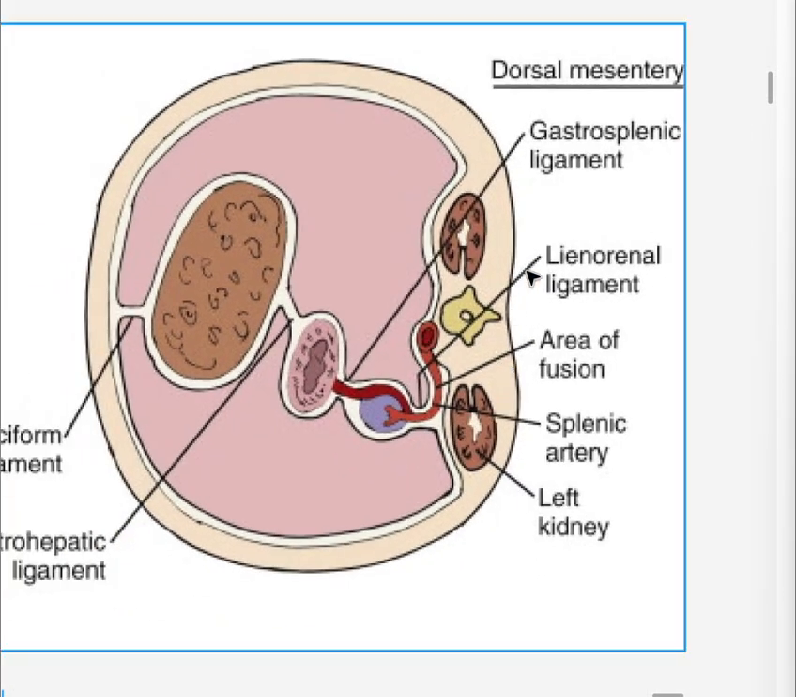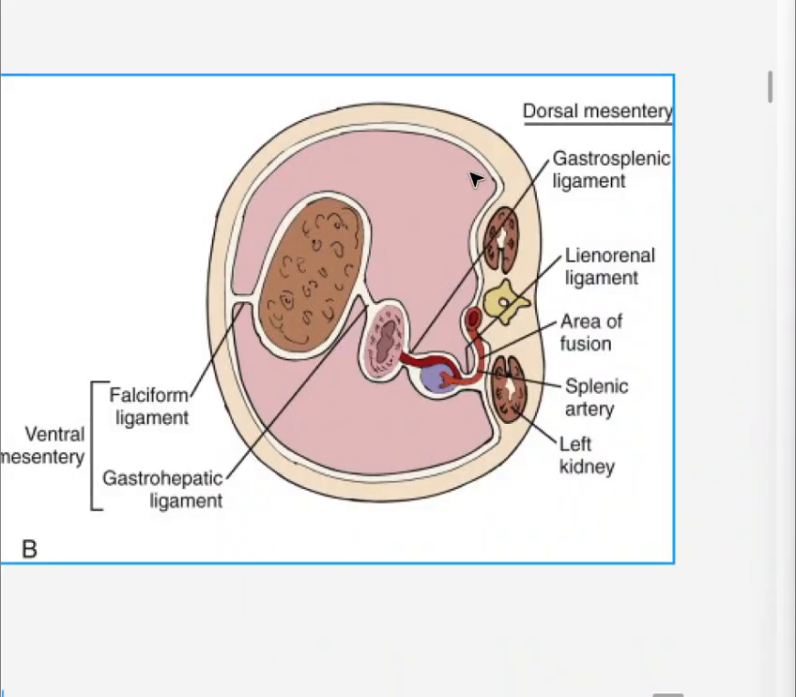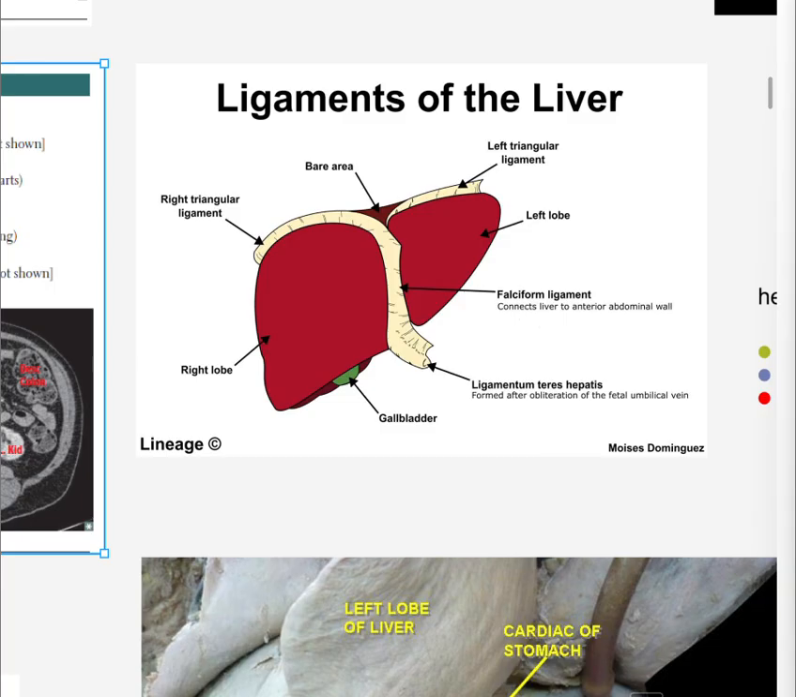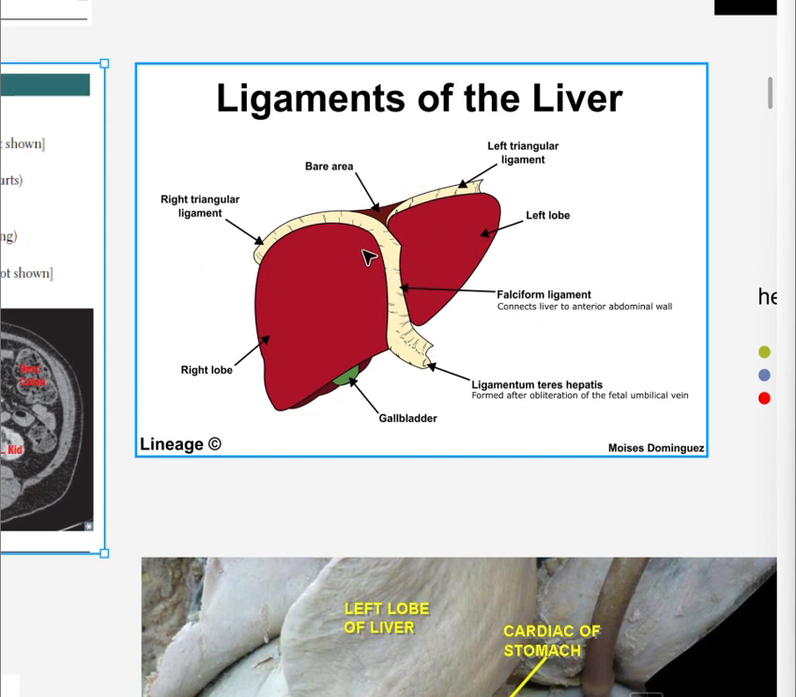So let's go ahead and look at the gross, because understanding this embryologically helps us understand the gross also. What does the falciform ligament do? It connects the liver to the anterior abdominal wall. As we saw embryologically, it contains the ligamentum teres hepatis. What is the ligamentum teres hepatis? It is the remnant of the fetal umbilical vein, formed after obliteration of the fetal umbilical vein. It also contains some paraumbilical veins, which are part of the portal systemic connections. That is something you should know.